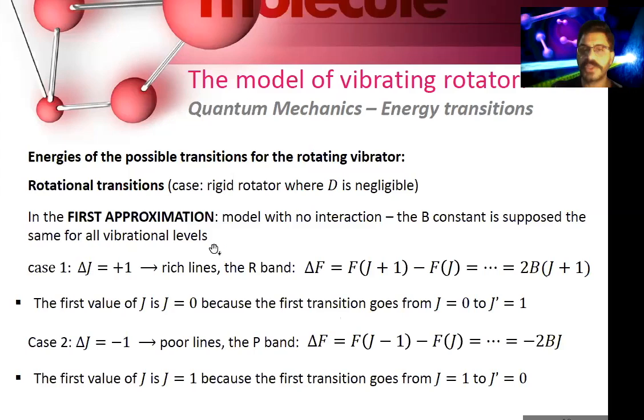So this is the first approximation, no interaction, so the B is constant because there is no centrifugal effect. Then delta J equal +1 in absorption would give us the delta F of the spectral terms equal to 2B(J+1). We have seen that. And delta J equal -1 will give us -2BJ.